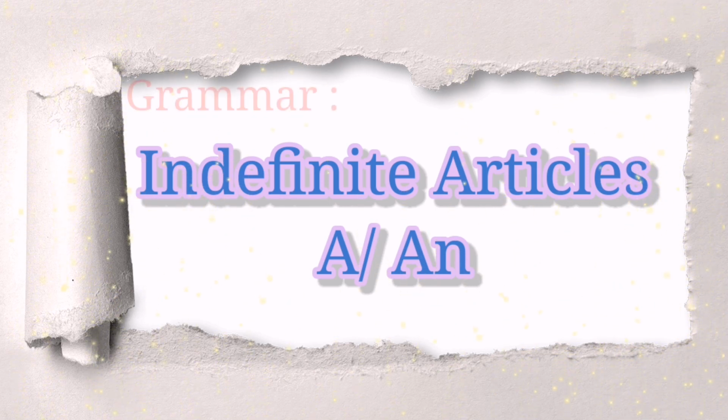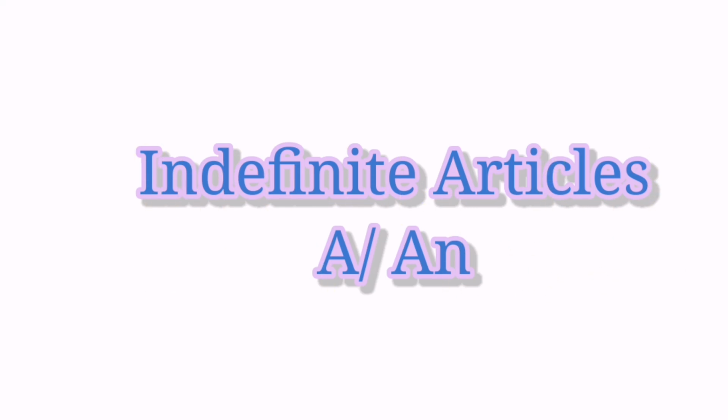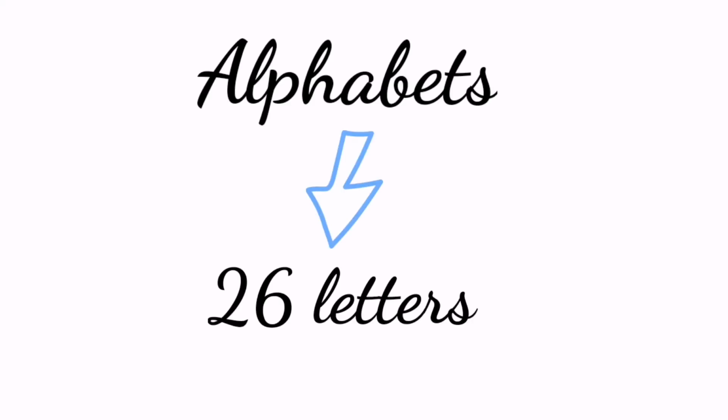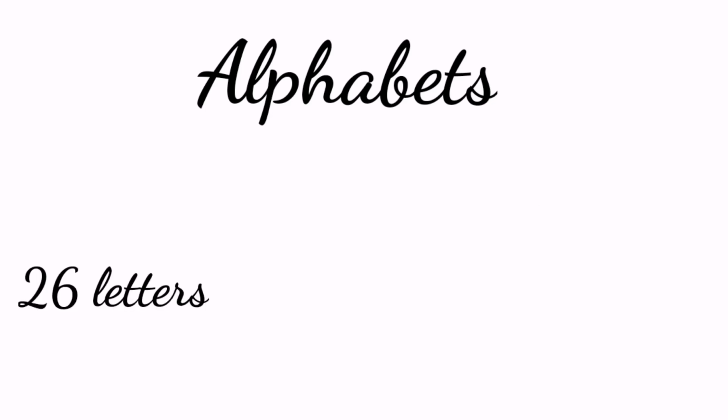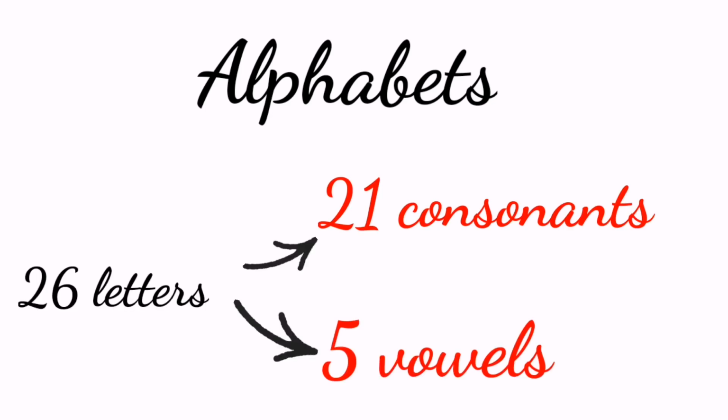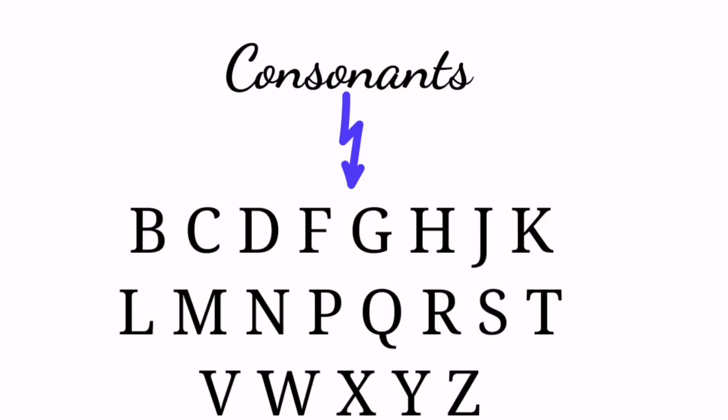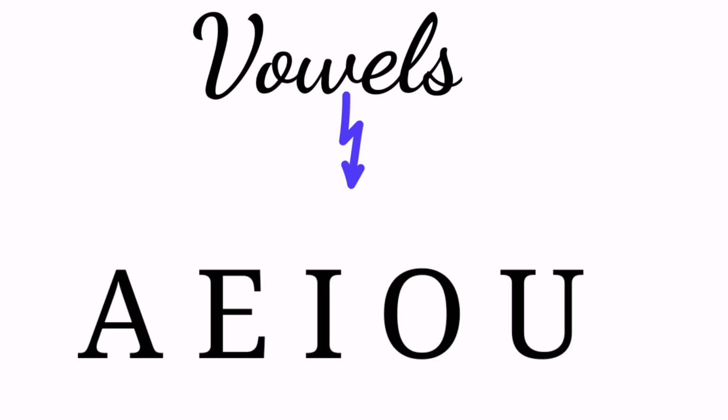Hello, in this video we're gonna see the indefinite articles a and an. But before that, let's check the alphabet. As we know, we have 26 letters, 21 consonants and 5 vowels. The consonants are B, C, D, F, G, H, J, K, L, M, N, P, Q, R, S, T, V, W, X, Y, and Z, whereas the vowels are A, E, I, O, U.